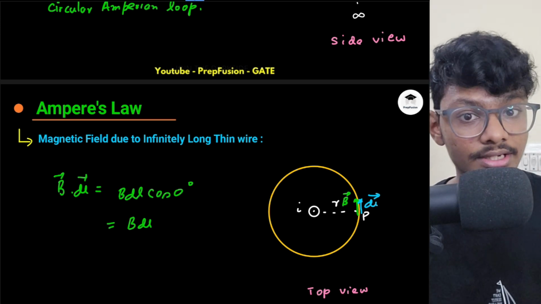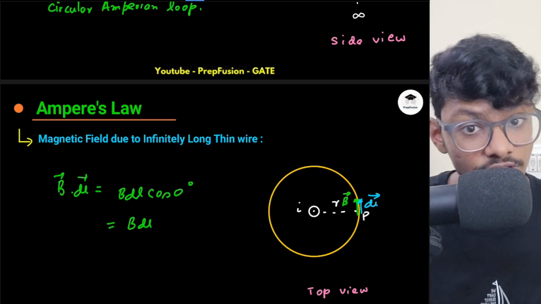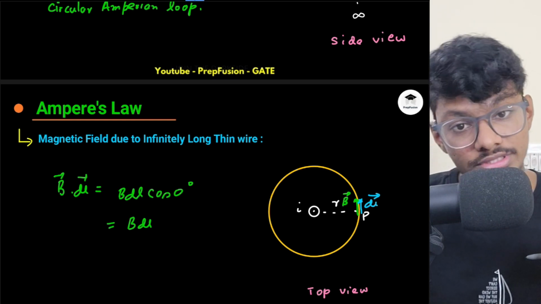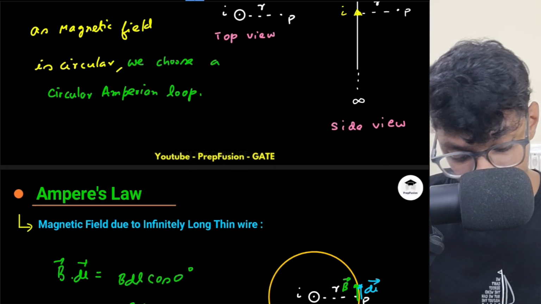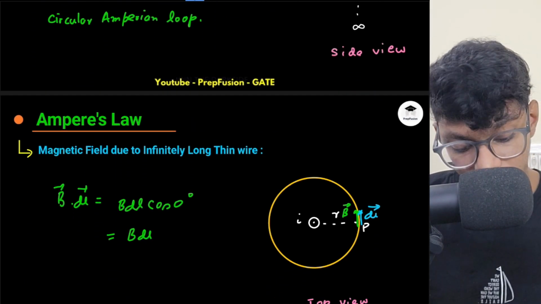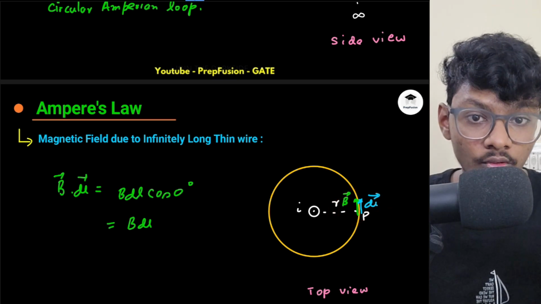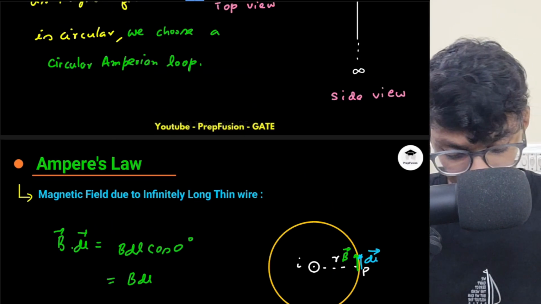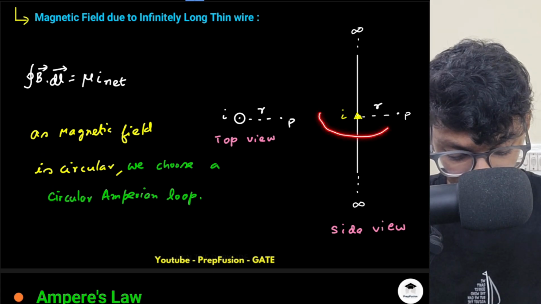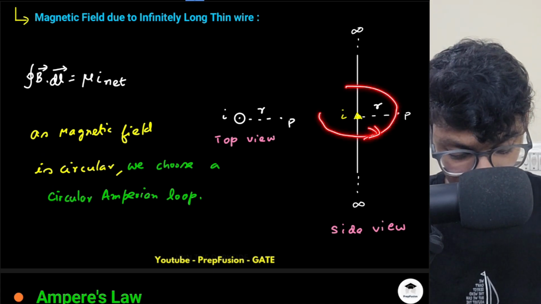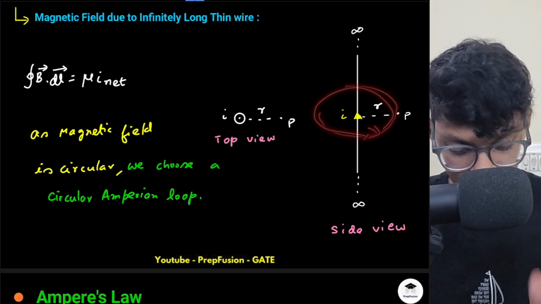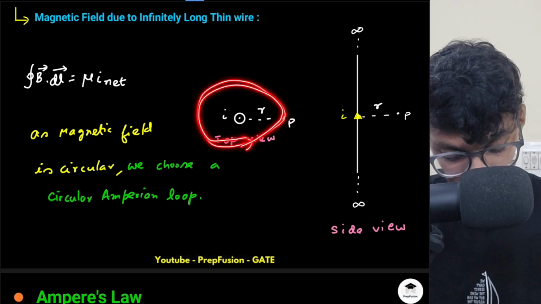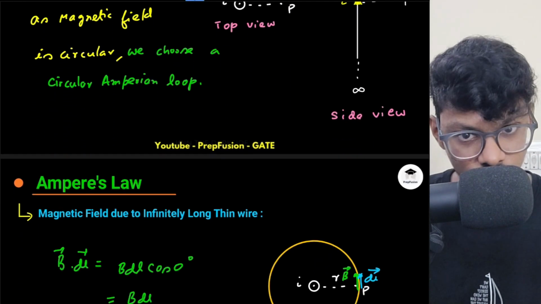Now the main thing is in what direction you should choose your Ampere loop. What is the orientation of the Ampere loop that you should choose? You should choose the Ampere loop along the direction of the magnetic field. I know the magnetic field will be something like this. According to the current, from the top view, it is in the anti-clockwise direction. So that is the direction I will choose.